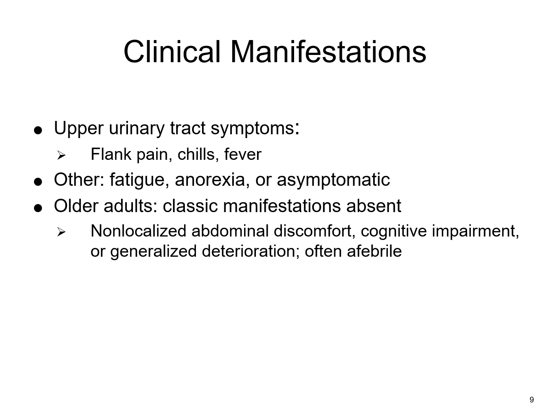So then you're looking at the symptoms that show up here. It's the flank pain, the chills, and the fever. The patient can also have things like fatigue, anorexia, or in some cases it can be asymptomatic. Apparently in older adults, the classic manifestations may be absent. They may complain of things like non-localized abdominal discomfort, cognitive impairment, or generalized deterioration. And in some cases, they are afebrile. So they're kind of all over the place, these clinical manifestations, which is kind of annoying. So just do your best to have a sense of what's going on.